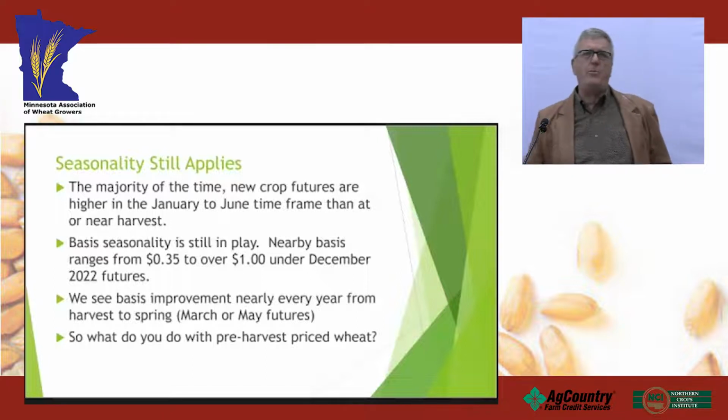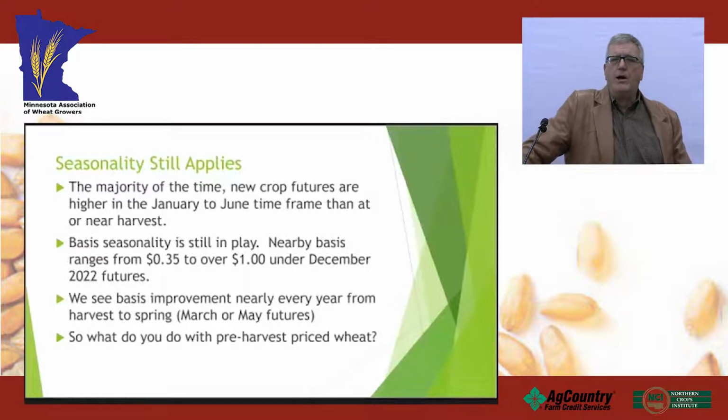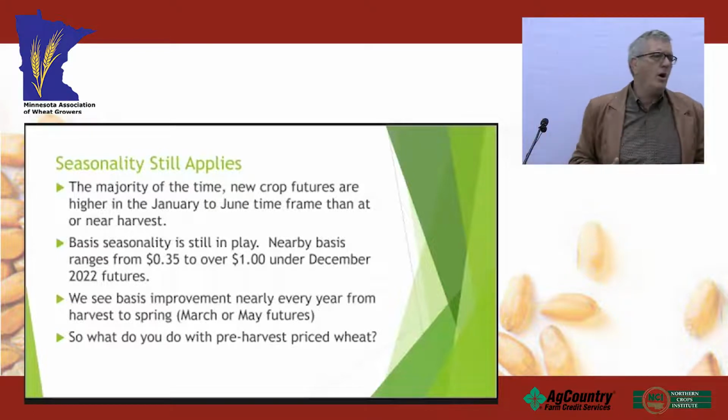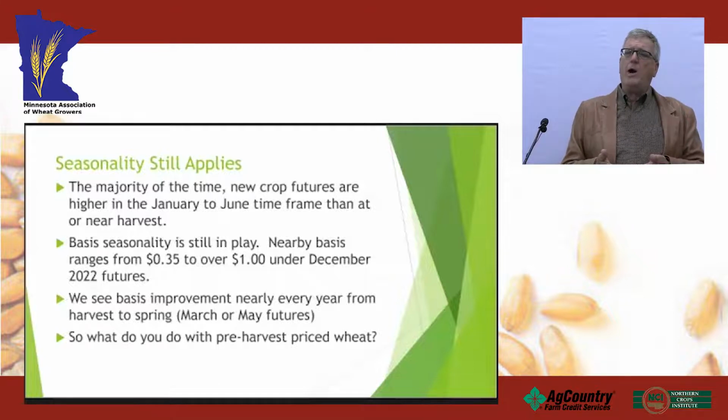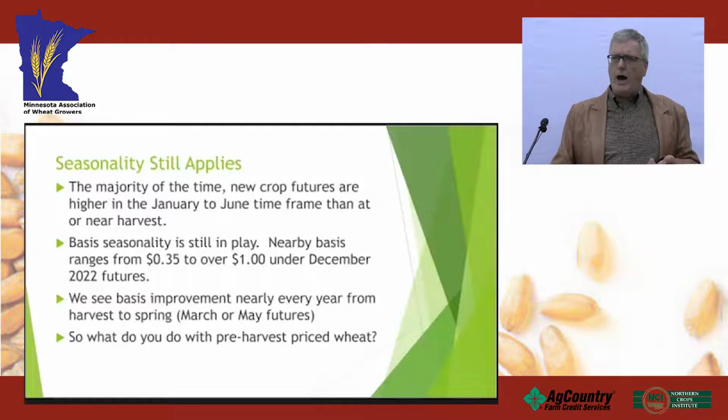We almost always see basis improvement from harvest to spring, and it generally starts to occur in December and sometimes a little bit later than that. Okay, so now that we've talked about what could have happened or what a lot of growers had occur, what about the crop that, well, let's talk about this first.